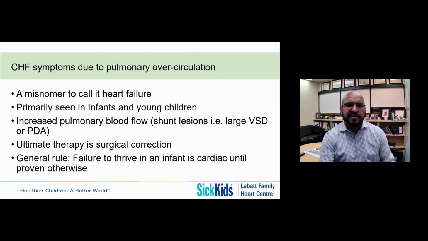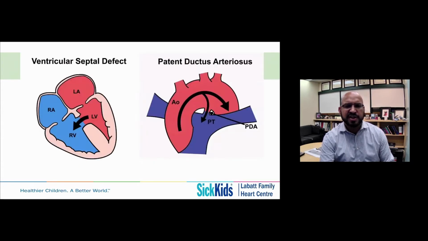A general rule is that failure to thrive in an infant is a cardiac problem until proven otherwise. And you can see in these cartoons, you have a ventricular septal defect with a large left to right shunt, as well as a patent ductus arteriosus, which again shows the left to right shunt. And again, these are inefficient circulations that lead to pulmonary overcirculation. But the main part here is that the pump works fine.